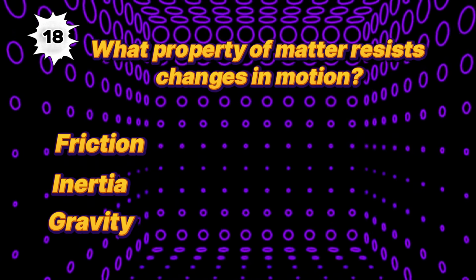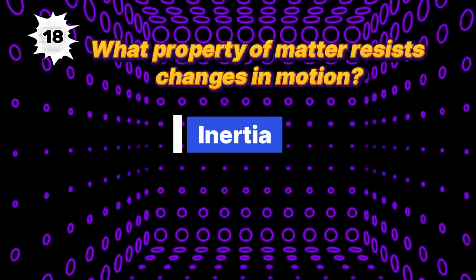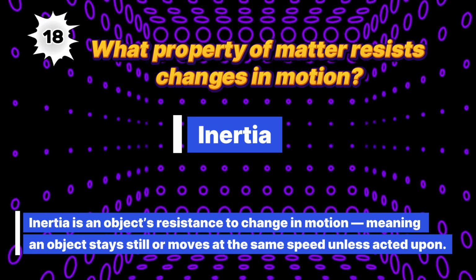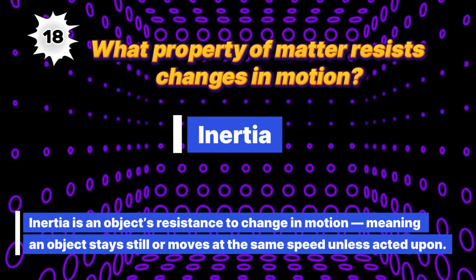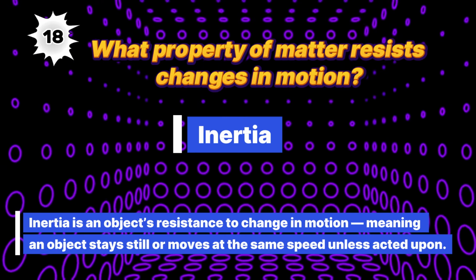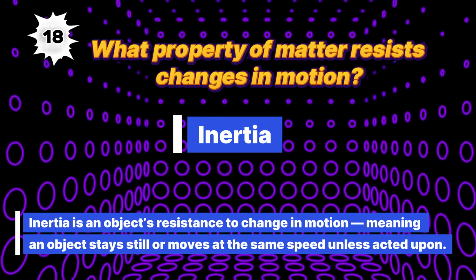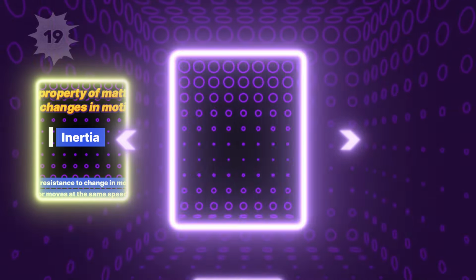The correct property is called inertia. Inertia is an object's resistance to change in motion, meaning an object stays still or moves at the same speed unless acted on.